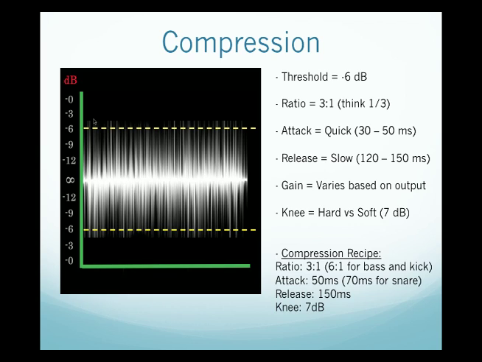So we can use a ratio of 3:1. We can use that on a consistent basis. Now, if you're looking at a bass guitar or a kick, use a ratio of 6:1. Use a higher ratio for those low frequency instruments. The attack, we can go ahead and settle in at 50 milliseconds for your attack time. Now, if you're looking at a snare drum, make that attack 70 milliseconds. The release will use 150 milliseconds, and for your knee we'll use 7 decibels. So that recipe is going to work for you.